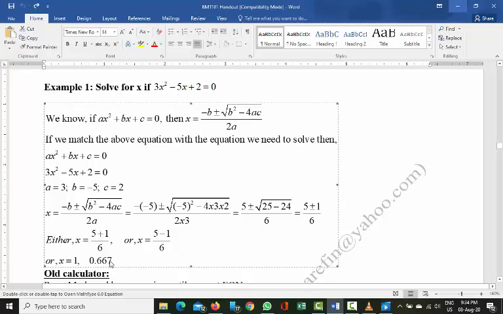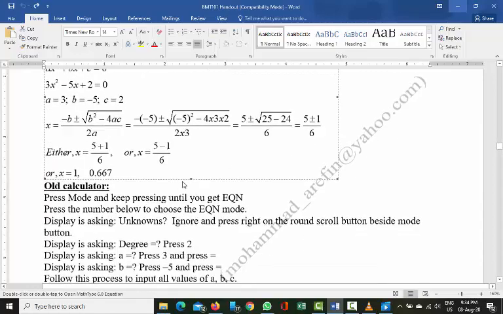So if you calculate, you will always get two values of x, because this is a second degree equation. You should always get two values of the variable. So this way you can solve the equation using the formula, right?